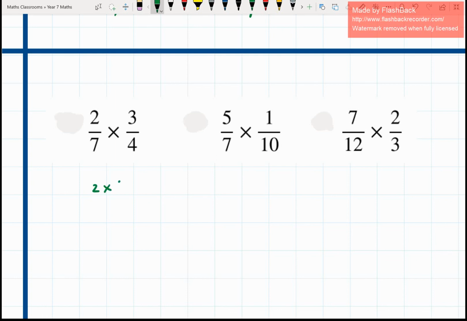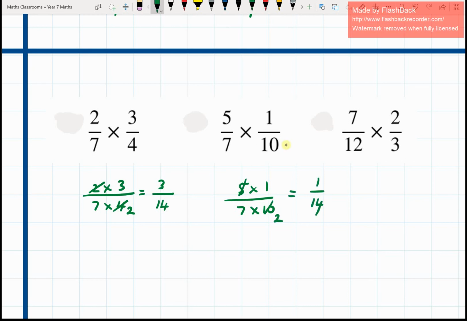So remember, I rewrite. And I say, okay, I can definitely cancel this down a little bit. So how many 2's go into 4? 2. All right. So now on this one, I've got 3 on the top and 14 on the bottom, because 7 times 2 is 14. On this one, when I rewrite, I can clearly see that these can cancel each other out. So how many 5's go into 10? That would be 2. So my answer for this one is going to be 1/14.